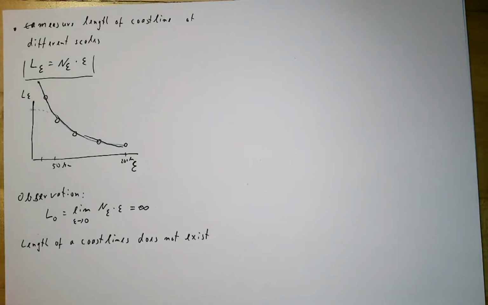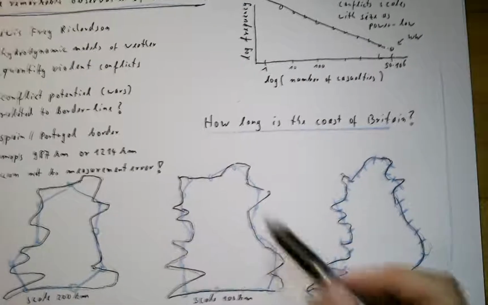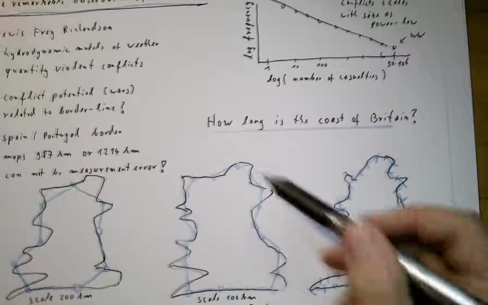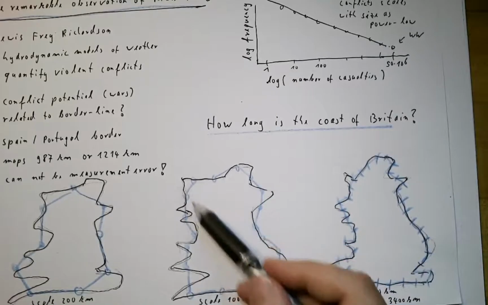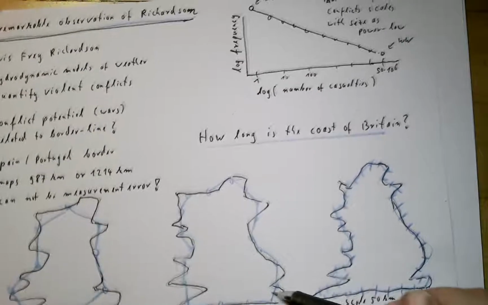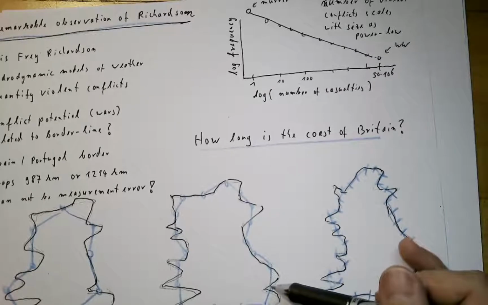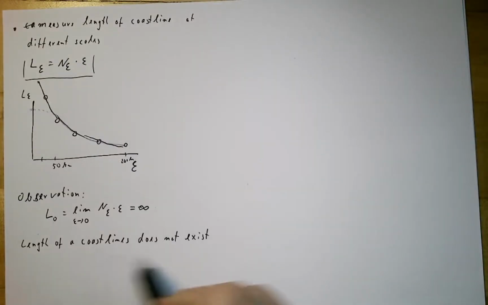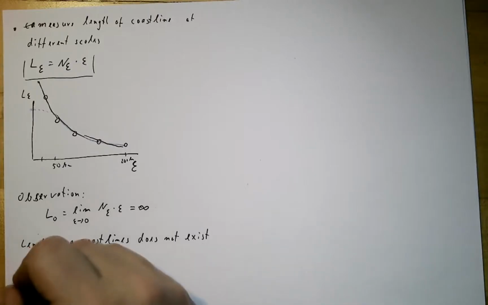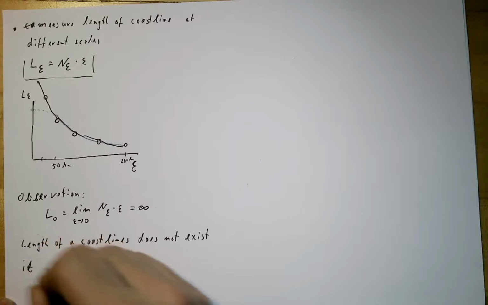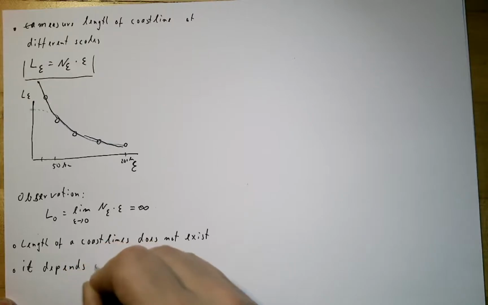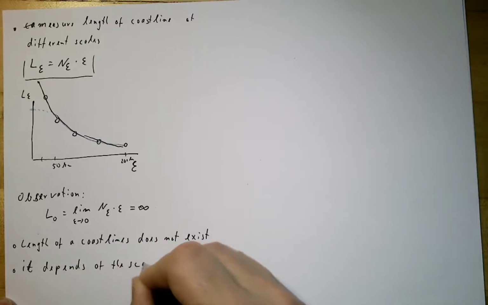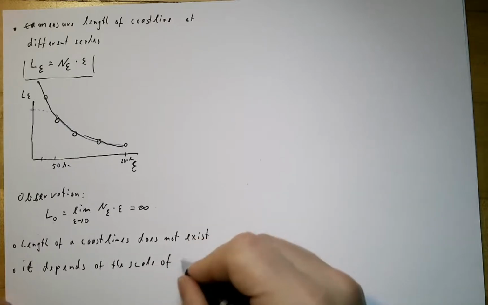So if you take the US coast, or the coast of Britain, or any other country, and you want to know what's the length of this, that's a question which doesn't have an answer, because the length depends on the scale that you use to measure the object. Yeah. So the length of the coastline does not exist in itself. It depends on the scale of measurement.